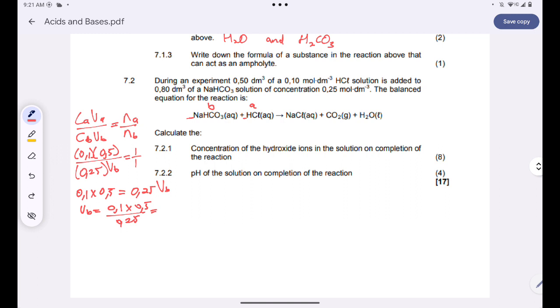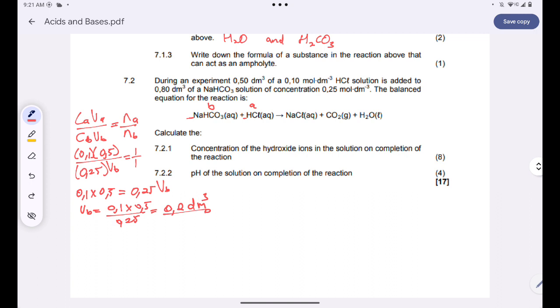Let's see what you get. 0.1 multiplied by 0.5 divided by 0.25. We get 0.2 cubic decimeters. Remember that, guys, we had 0.8 cubic decimeters and we only used 0.2 cubic decimeters to neutralize the acid. Are we together?